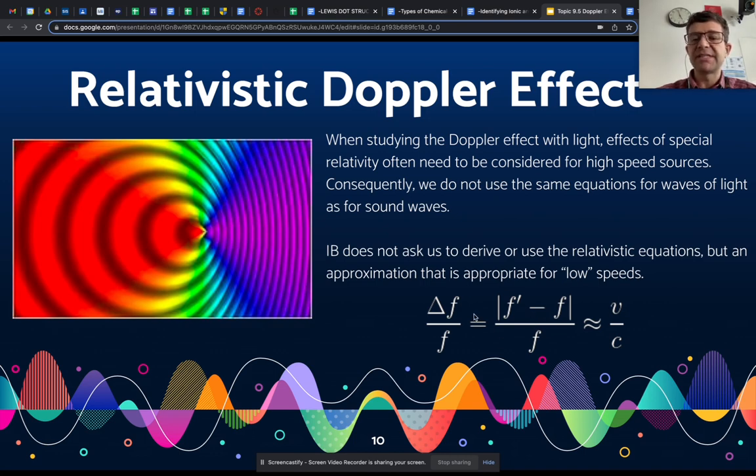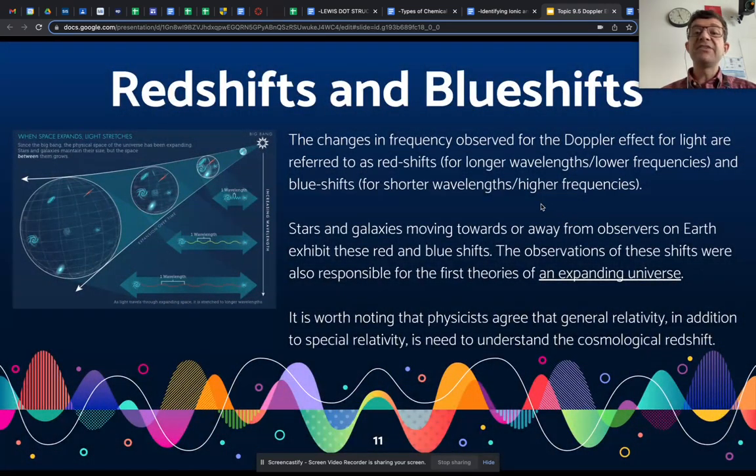The increase in frequency comes when you have a source approaching, and the decrease in frequency comes when the object is receding. These are known as red shifts and blue shifts. Red shifts give a longer wavelength and a lower frequency that's observed, and blue shifts give shorter wavelengths and higher frequencies. Blue shifts are observed when objects are moving towards us, and red shifts are observed when objects are moving away from us. Note that the objects have to be moving quite fast in order for there to be a red shift or a blue shift.